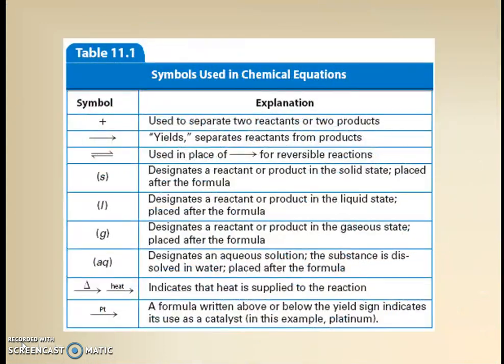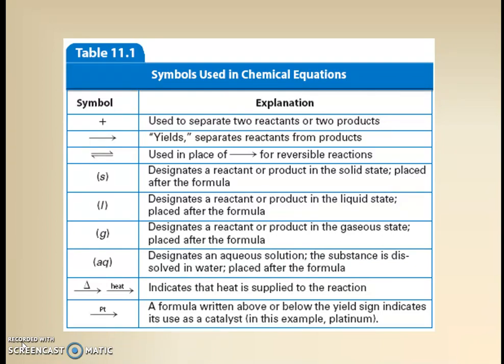So here we see some of the common symbols that you'd see in a chemical equation. Again, some of which we've already seen: the plus sign and the yield sign. The plus sign separates both reactants and products from each other. The yield sign separates the reactants from the products. Sometimes reactions go both directions. It's what we call a reversible reaction or an equilibrium reaction. We have a double-headed arrow.